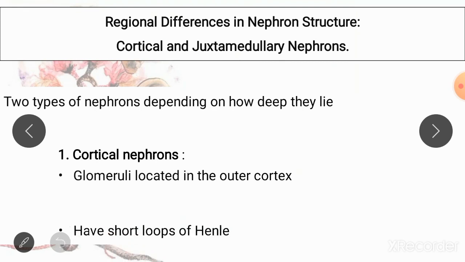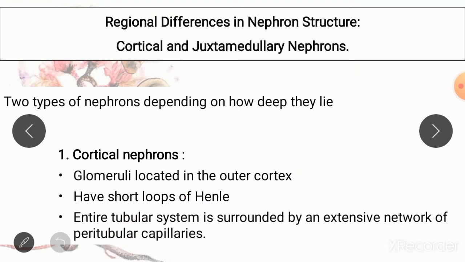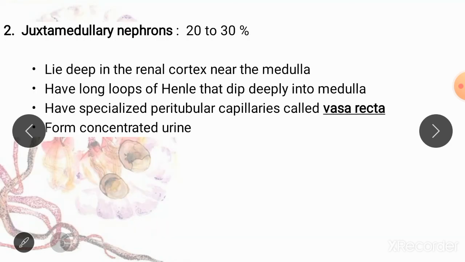Another important distinction is that they have very short loops of Henle which do not dip deep into the medulla, and the entire tubular system is surrounded by an extensive network of peritubular capillaries. We have already mentioned that peritubular capillaries are very important. They help in reabsorption. The second type of nephrons that we have are the juxtamedullary nephrons.